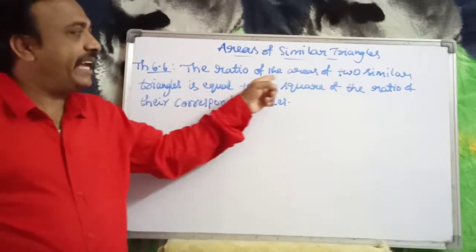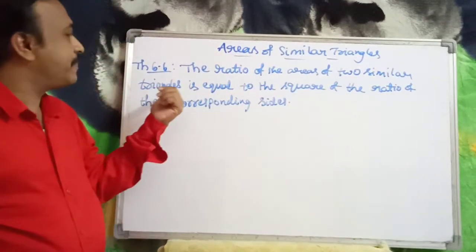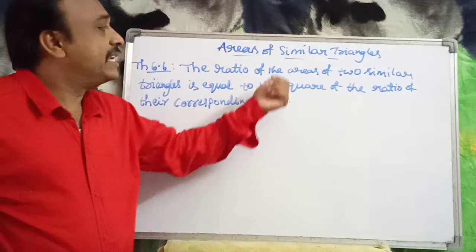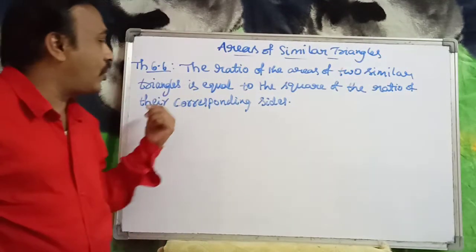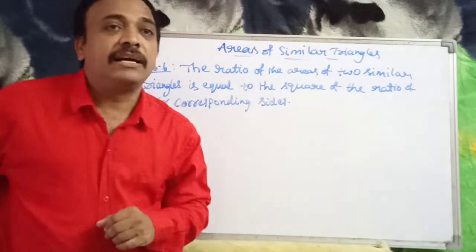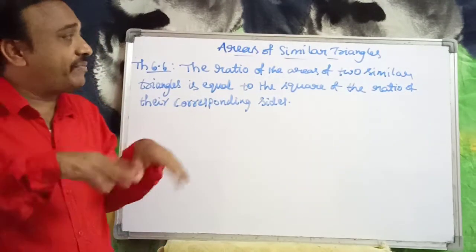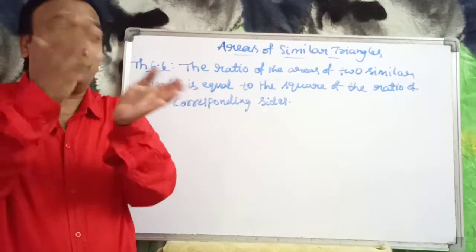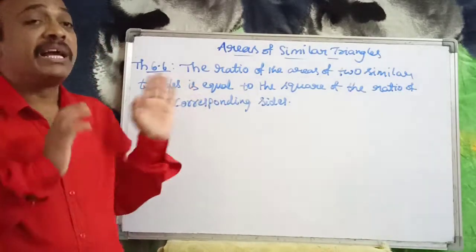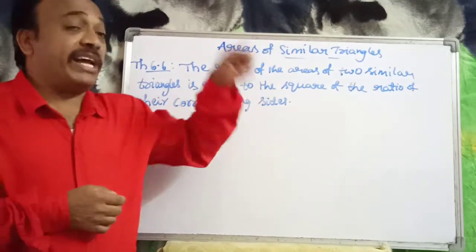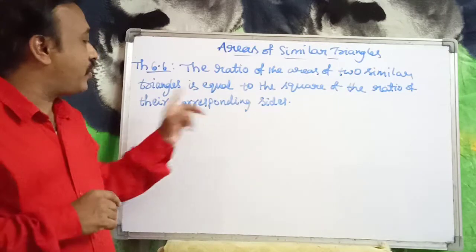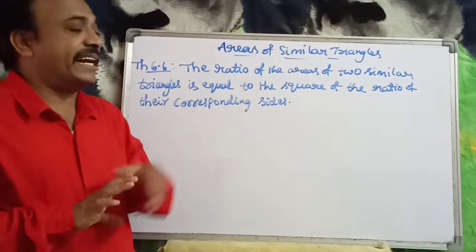The ratio of the areas of two similar triangles is equal to the square of the ratio of the corresponding sides. That means if we have two similar triangles, then the ratio of the areas of those two similar triangles is equal to the square of the ratio of the corresponding sides.